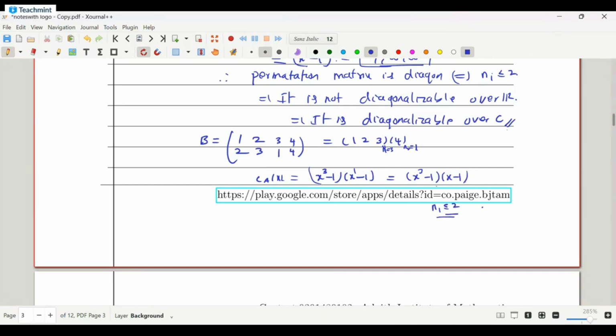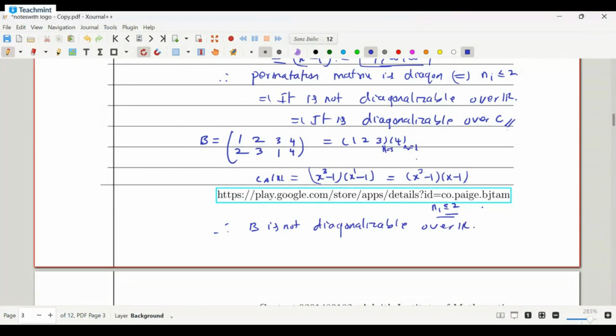Diagonalizable over R, sir. So here there is 3. So therefore B is not diagonalizable over R, but it is diagonalizable over C, sir.